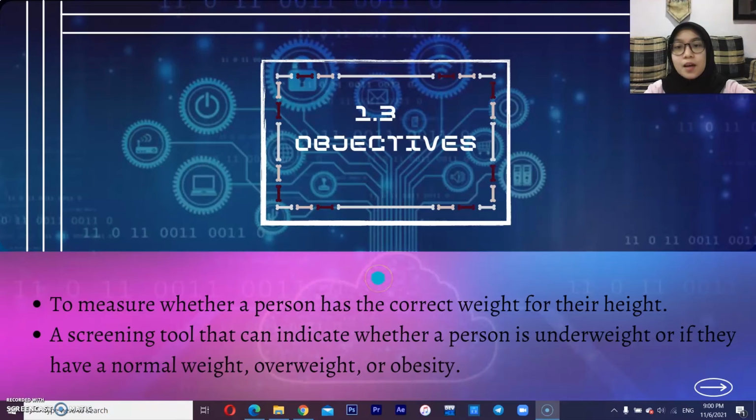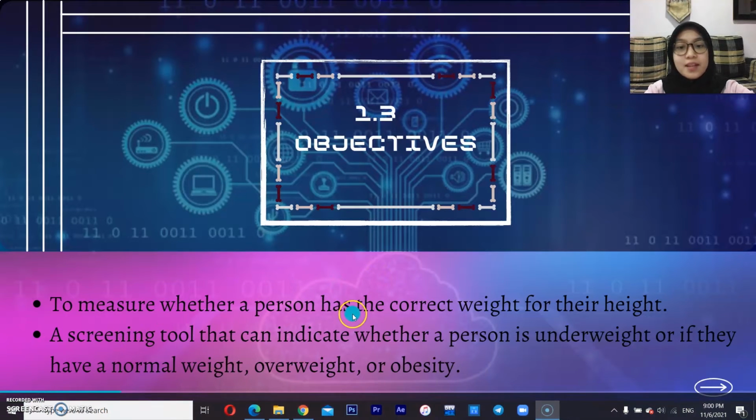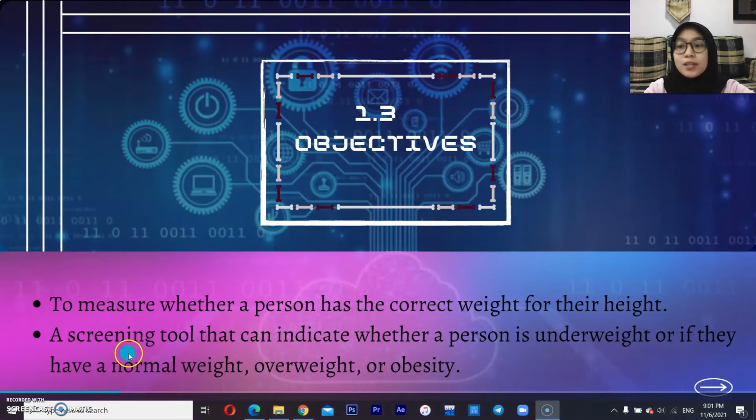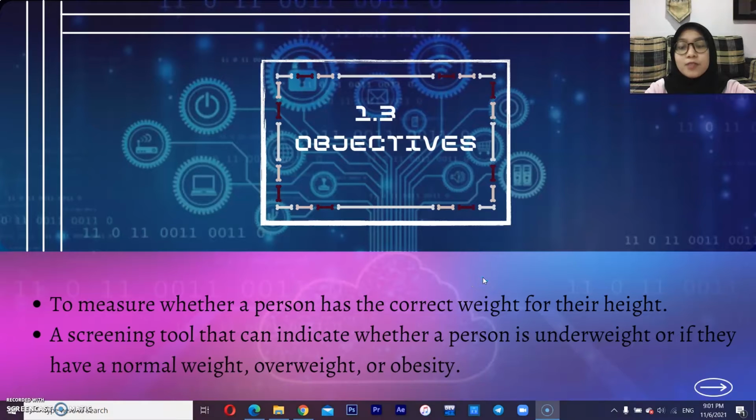So we are expecting our BMR calculator may enjoy a strong response as people do not need to pay any fees. Okay, the objective is to measure whether a person has the correct weight for their height. So BMI is a common tool for deciding whether a person has an accurate body weight. It also measures a person's weight in relation to their height. The second one is a screening tool that indicates whether a person is underweight or has a normal weight, overweight, or obesity. So if a person's BMI is outside of the health range, their health risks may increase significantly.